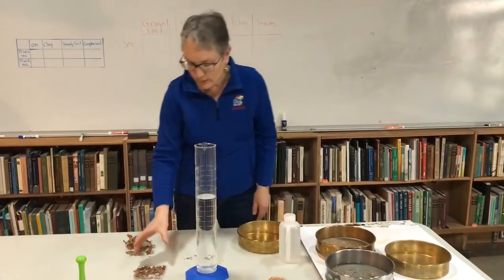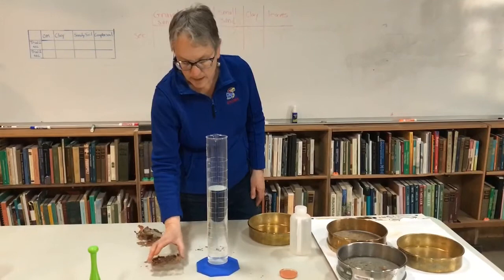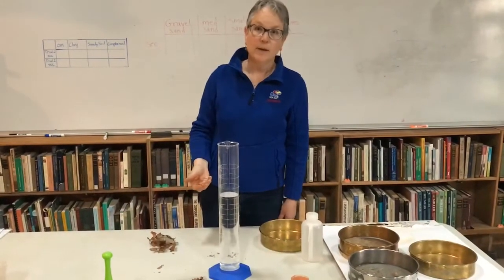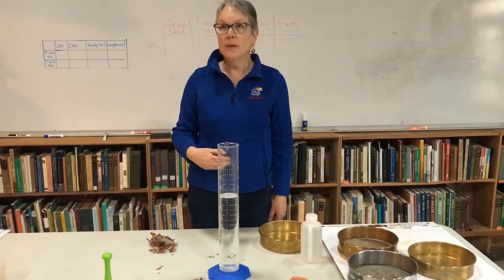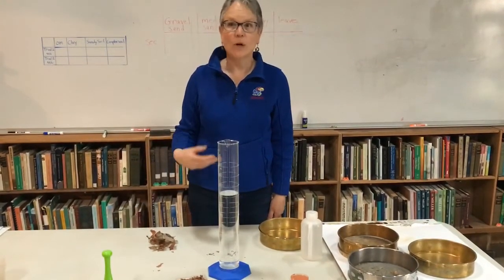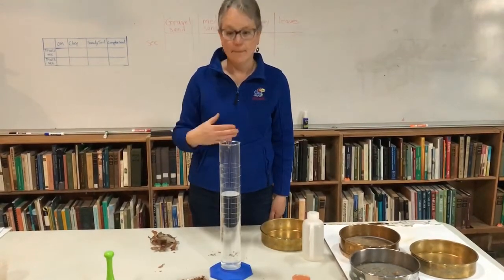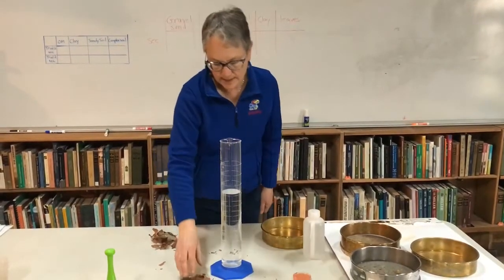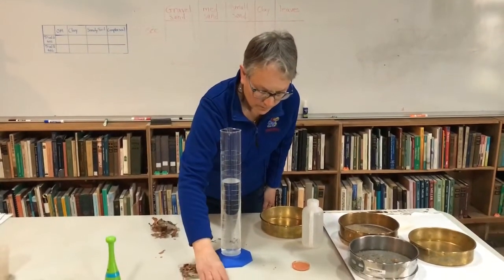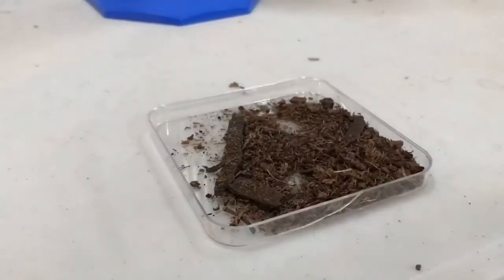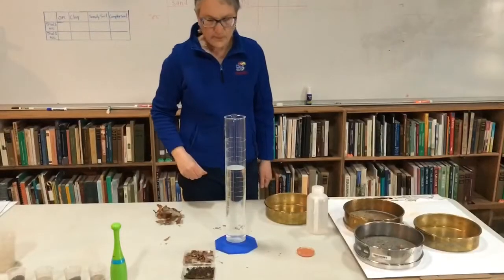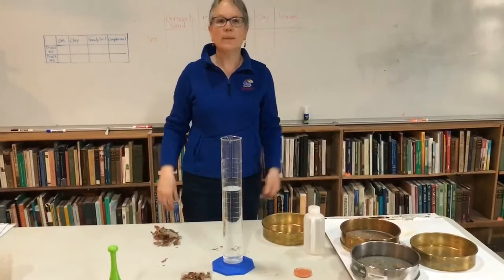And then finally, what about these pieces of leaves? Another term for them is organic matter. It's just a catch-all term for anything that was living that's now dead. So we call it organic matter, or OM. But what we can see is these are pieces of leaves and pieces of roots and sticks in this small petri dish. So what do you think will happen? What do you hypothesize?